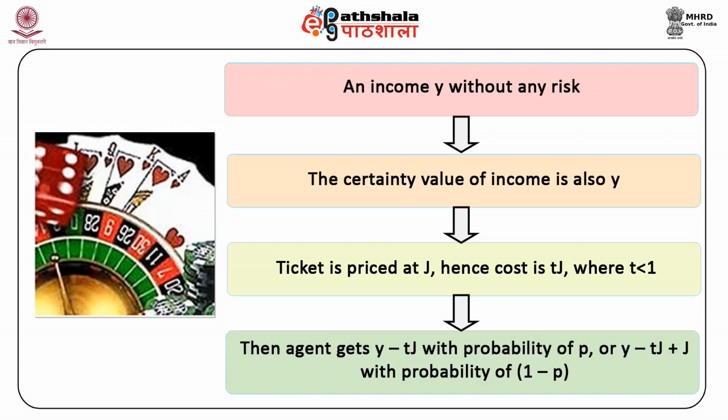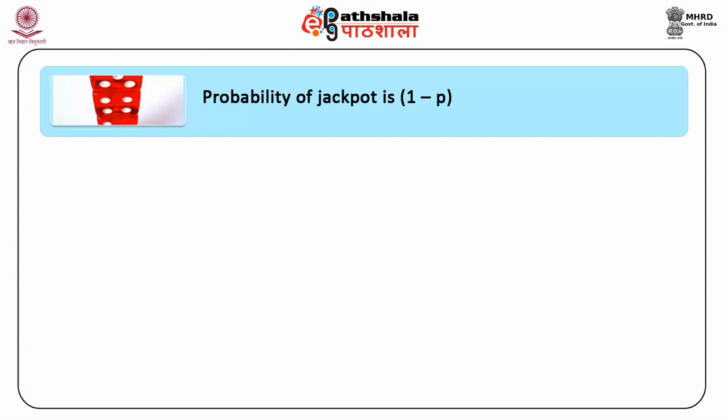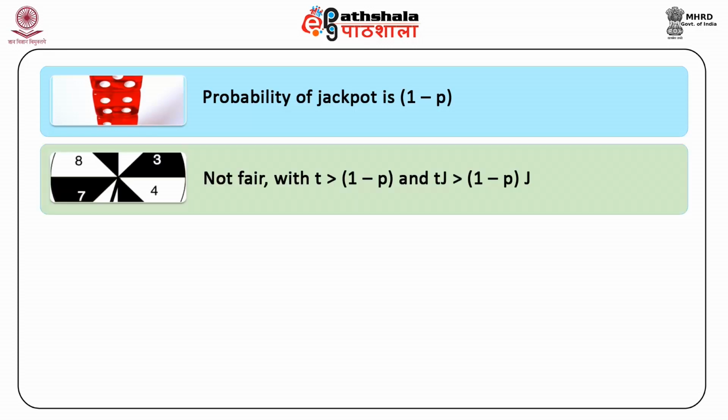With this, the agent has actively sought a risky proposition in which he would either get an income of y minus Tj with a probability of p, or alternatively y minus Tj plus j with a probability of 1 minus p. In this example, the probability of getting the jackpot or the prize is assumed to be 1 minus p. The gamble is assumed to be not fair with t greater than 1 minus p and Tj greater than 1 minus p into j.